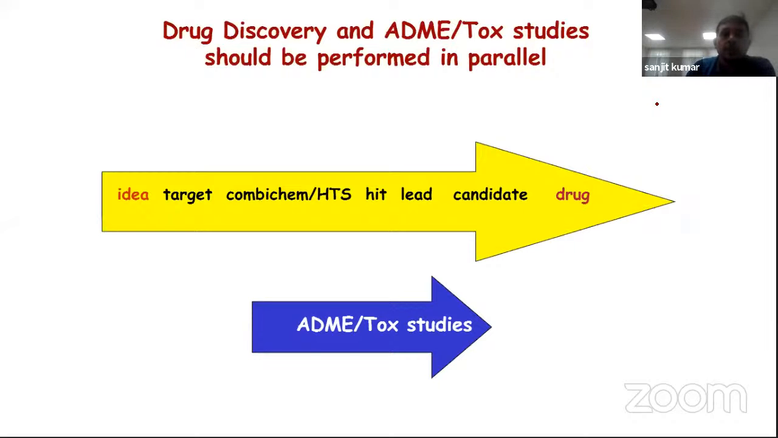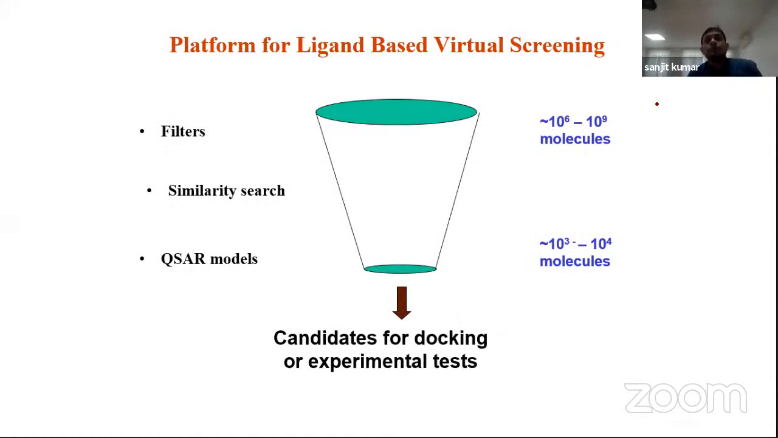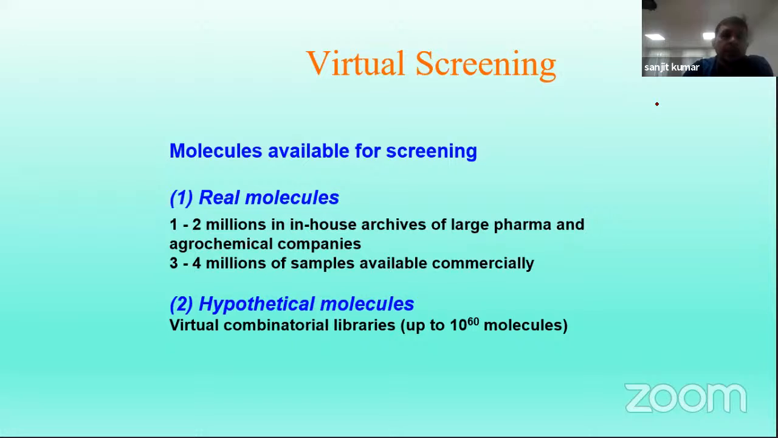I will discuss ADME properties later. Before virtual screening, we have to apply some filters like similarity search and QSAR models, then go for docking, get some molecules, and then go for experiment or test. For virtual screening, the molecules available are real molecules, 1.2 million in-house chips of large pharma and agrochemical companies.